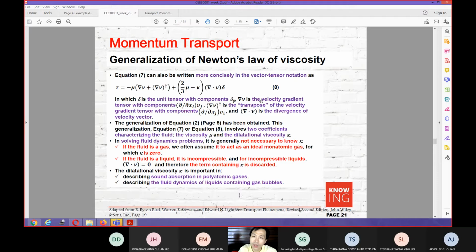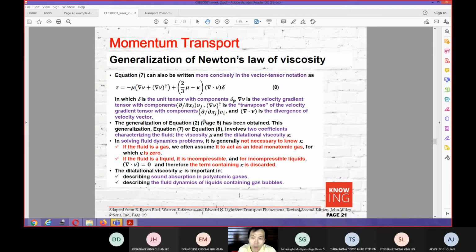Now, in equation 8, there are important quantities: mu and kappa. These are properties of your particular system. If your system is a liquid, then this is a property of the liquid. If your system is a gas, then that's a property of the gas. In solving fluid dynamics problems, it's generally not necessary to know the quantity kappa. If the fluid is a gas, then kappa can be assumed to be equal to 0.